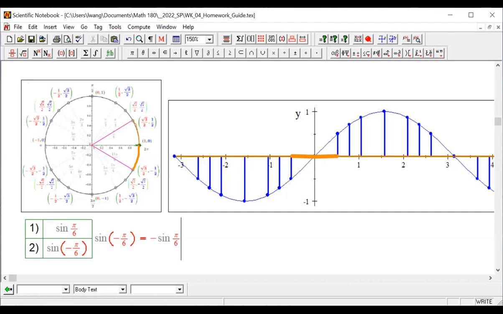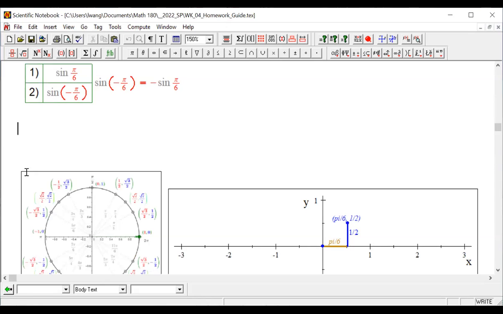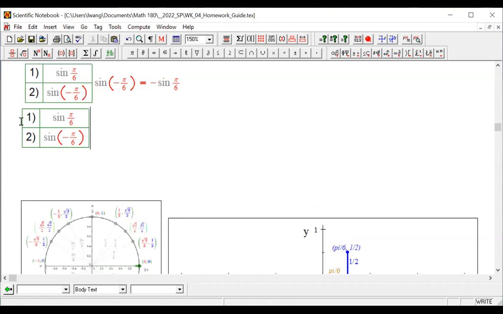So you continue to do that for sine pi over 4, sine negative pi over 4, sine pi over 3, and sine negative pi over 3. Now let me give you another example, the second box. And this pair is how I wish you to do the homework. If you do this, you will eventually be the master of the subject. The next group I'm going to show you is also in the homework.